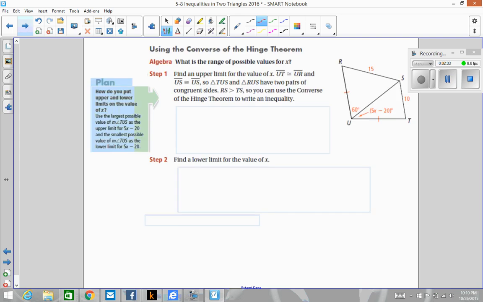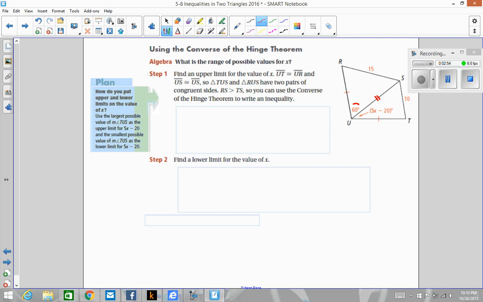So using the converse of the hinge theorem. All right, so this is the algebraic process of running through this. So it says, what are the possible ranges for the x value? Okay, and so these are angles. Okay, and if we look at these angles, we have only two sides congruent here. Remember that we can use a reflexive side to bring the second side in.